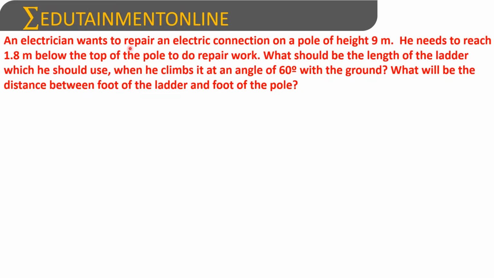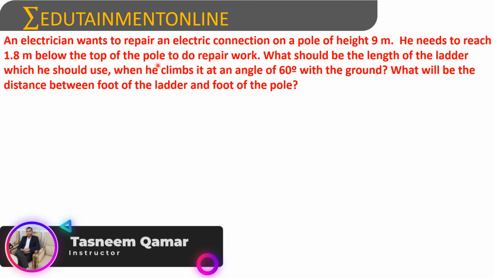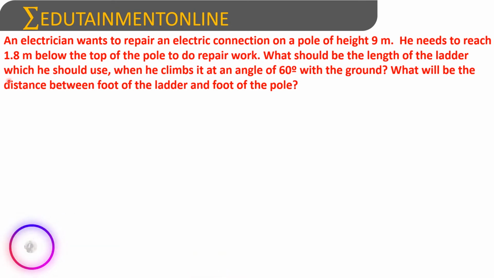An electrician wants to repair an electric connection on a pole of height 9 meters. He needs to reach 1.8 meters below the top of the pole to do repair work. What should be the length of the ladder which he should use when he climbs it at an angle of 60 degrees with the ground? And what will be the distance between the foot of the ladder and the foot of the pole?